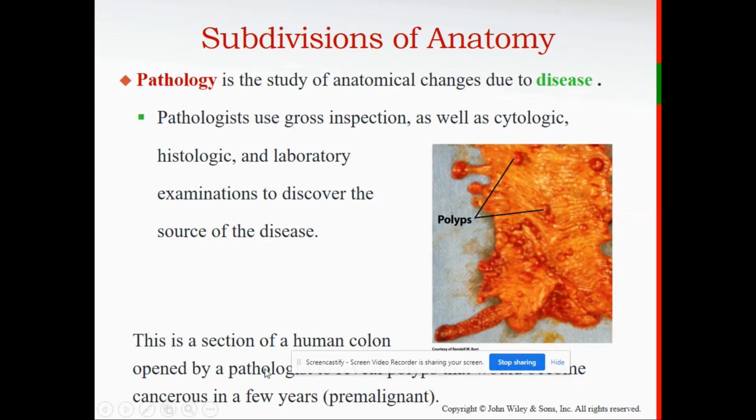Most of what they do would be definitely, let me hide that. A lot of what they do will be looking at tissue that has been changed by disease so that they can use that in determining cause of death. And here we see a section of human colon with some polyps. And as we know, polyps in the colon can be precancerous growths.